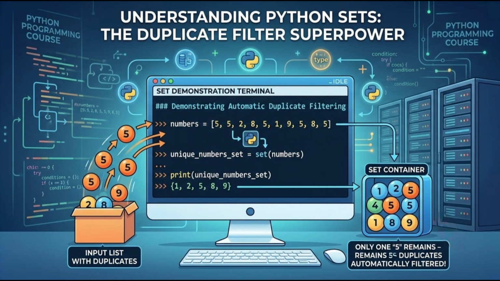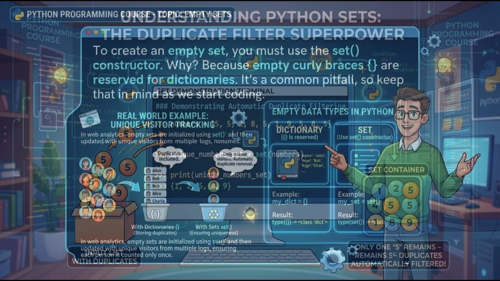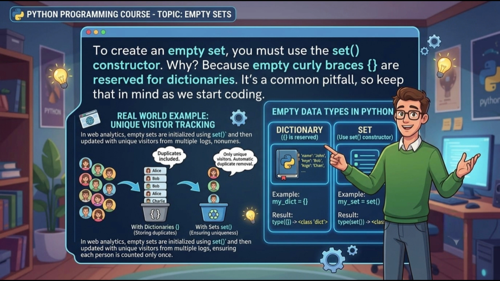The biggest superpower of a set is its ability to automatically filter out duplicates. If you try to add the number 5 10 times, Python will shrug and only store it once. Let's look at how that looks in the terminal. To create an empty set, you must use the set constructor. Why? Because empty curly braces are reserved for dictionaries. It's a common pitfall, so keep that in mind as we start coding.